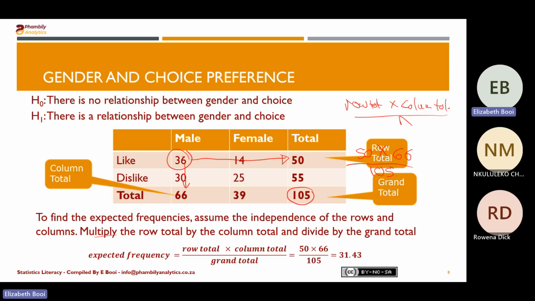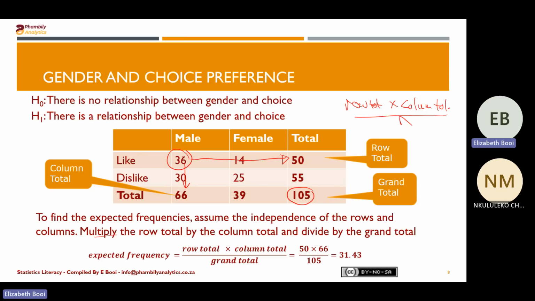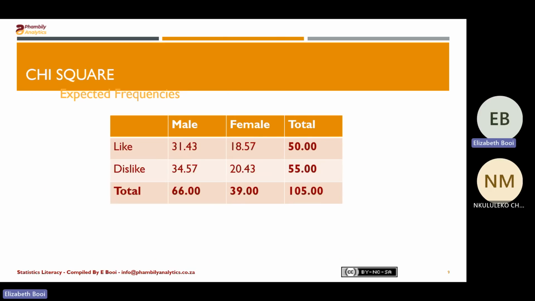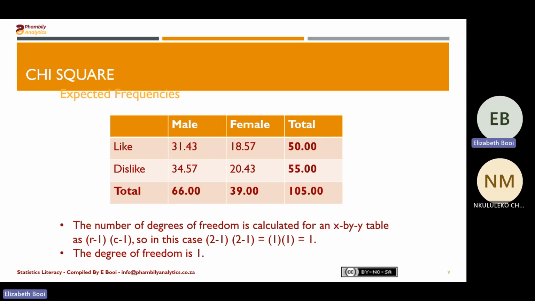So we calculate the expected value and we get 31.43. We're going to put the expected value in a table that looks similar to this. So we create the expected value table, which looks exactly like our observed values. And from here, we can then calculate our degrees of freedom.